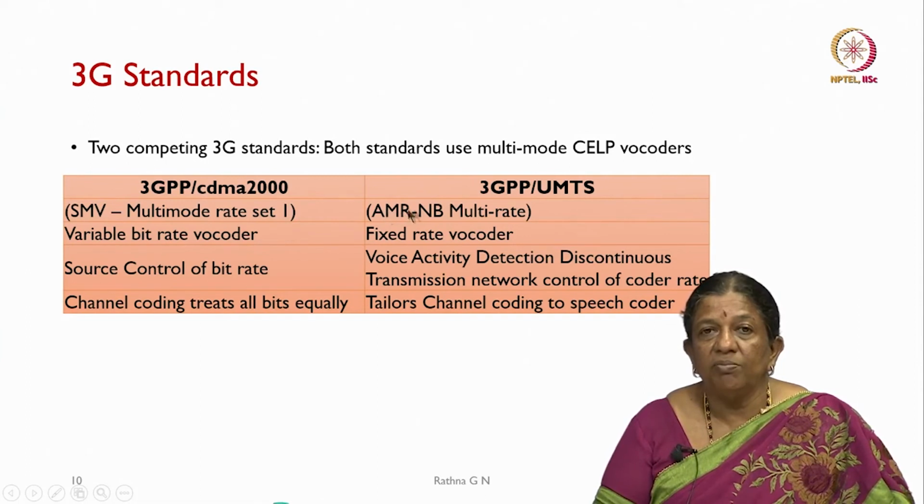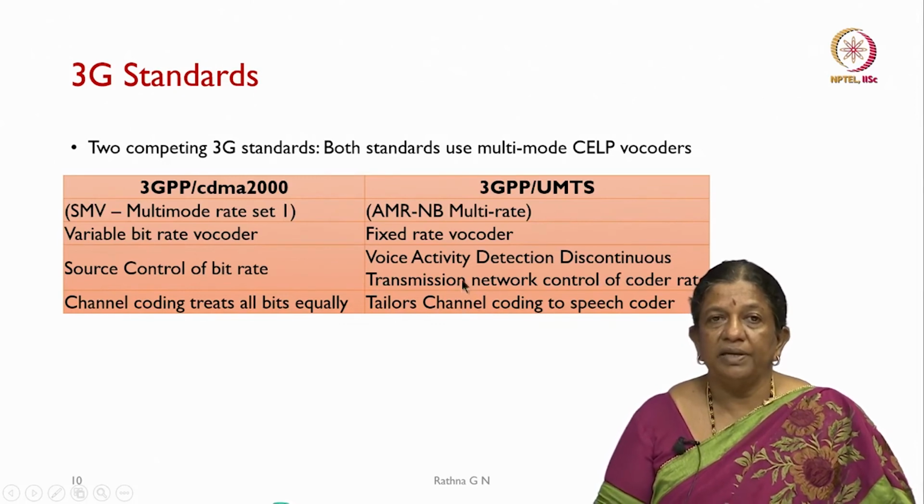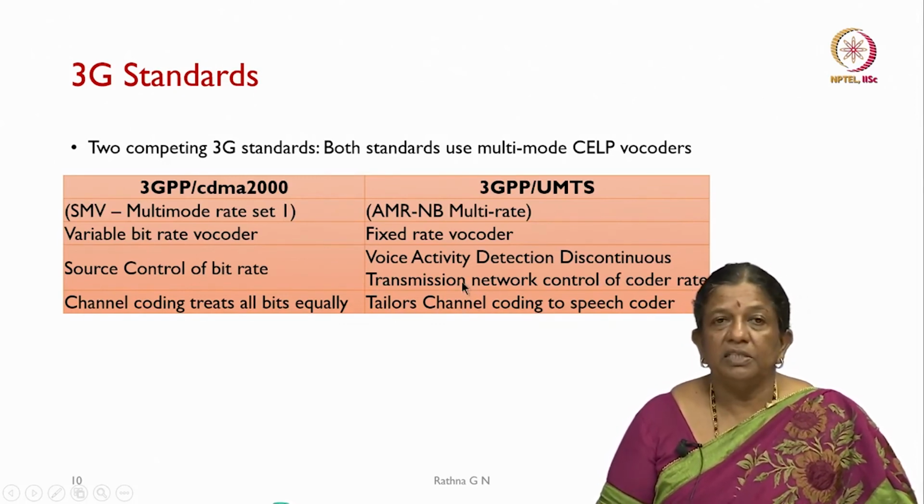Here it is AMR-NB multi-rate. It is going to use a variable bitrate vocoder with source control of bitrate, and channel coding treats all bits equally in this case. Whereas here, it is the fixed rate vocoder that is used, and voice activity detection is going to be discontinuous. Transmission network control of code rate is what we consider, and then tailors channel coding to the speech coder, which the standard uses in 3G.